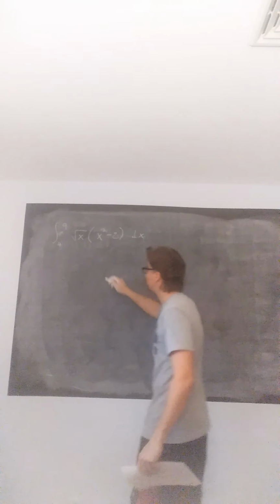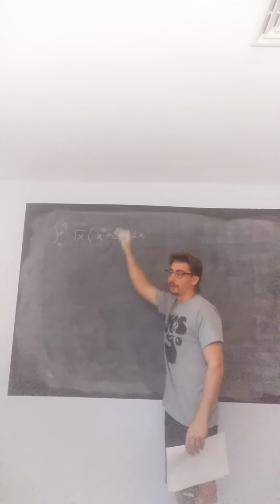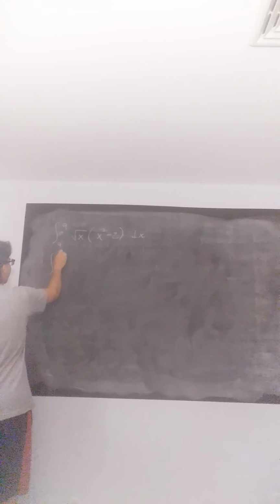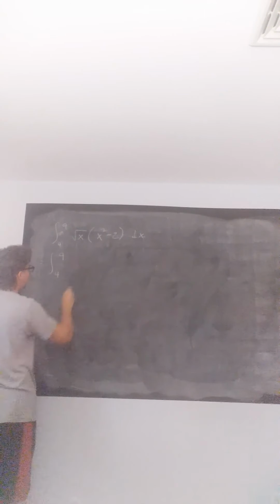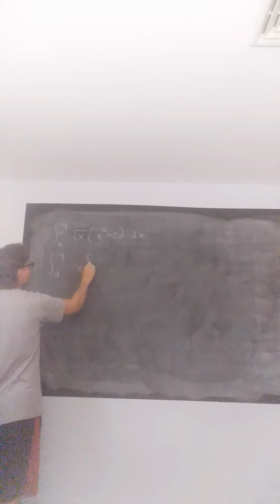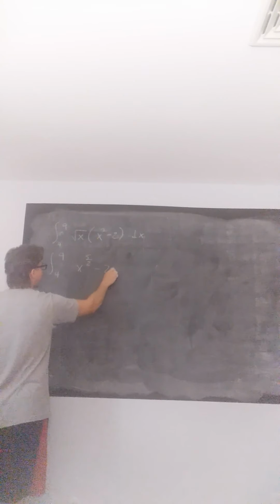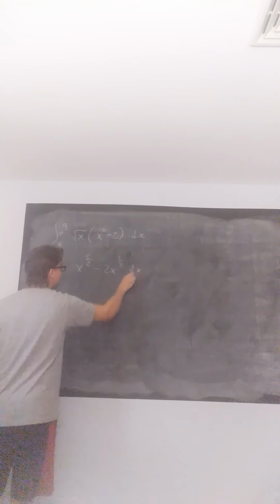We're going to have to distribute this root x through the parenthesis, and we can do that because it's not held up by an exponent up here. So before we integrate, let's do that. If this is x to the 1/2, so x to the 1/2 times x squared, add the exponents: x to the 2.5, or x to the 5/2, minus 2x to the 1/2 dx.